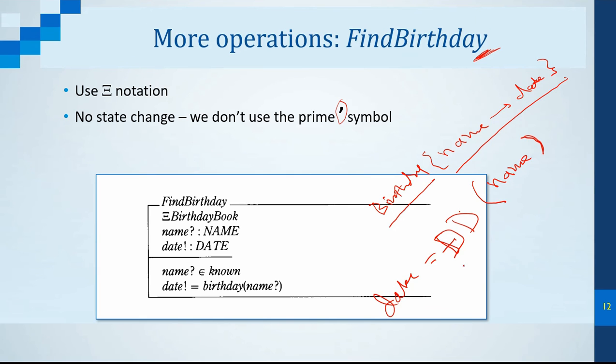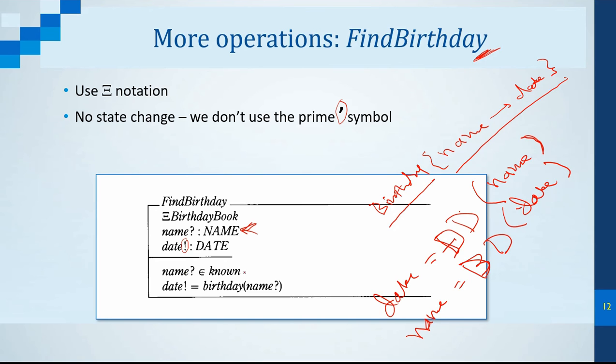And the same thing, if you have the date, the birthday, it will return the name. So this is how to find in the set. So we have the same thing now. We have the name here as an input, and the dates here. If you see here, we use the second notation, which is exclamation. So anytime you see exclamation, that's when there is output.